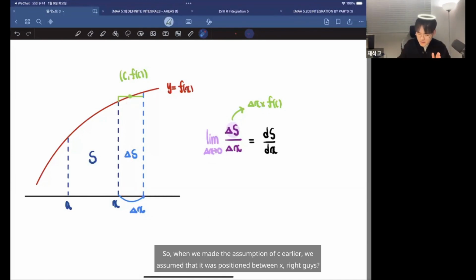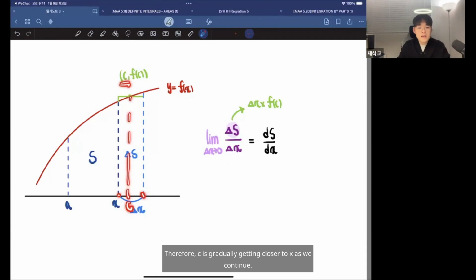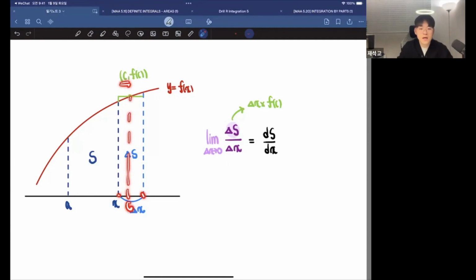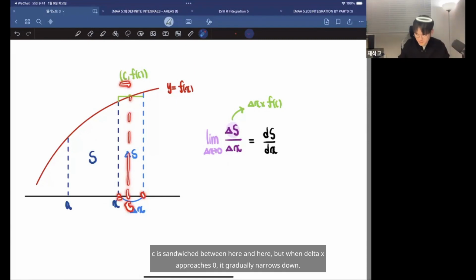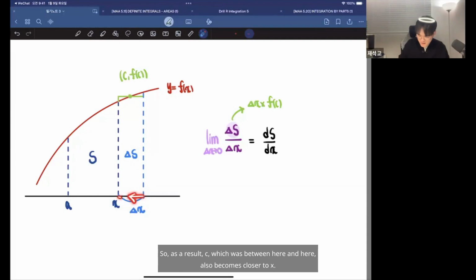So when we made the assumption of c earlier, we assumed that it was positioned between x, right guys? Therefore, c is gradually getting closer to x as we continue. c is sandwiched between here and here, but when delta x approaches 0, it gradually narrows down. So, as a result, c, which was between here and here, also becomes closer to x.